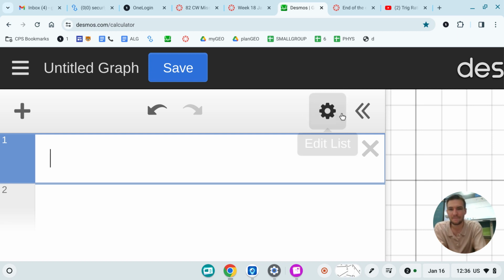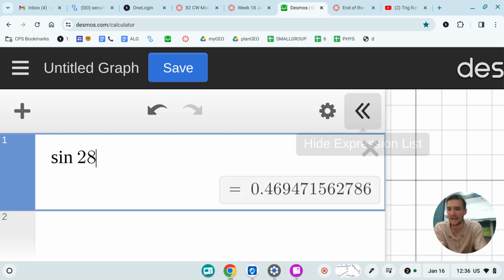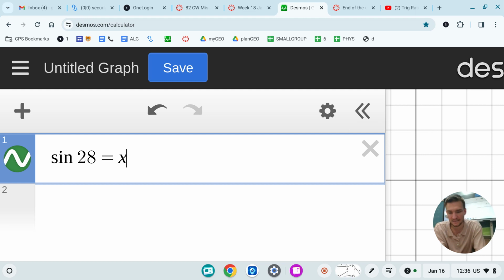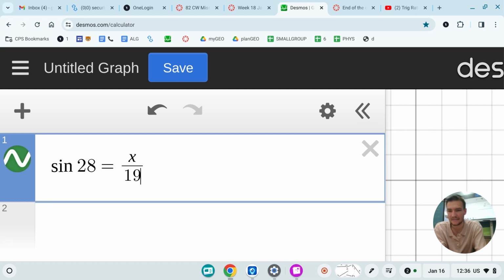If I type sine 28 equals X divided by 19, okay? So go ahead, type that in. Type it in. I'm borderline about to stand up and walk around. All we got to do is make a little fraction and type it in. So we can handle this.